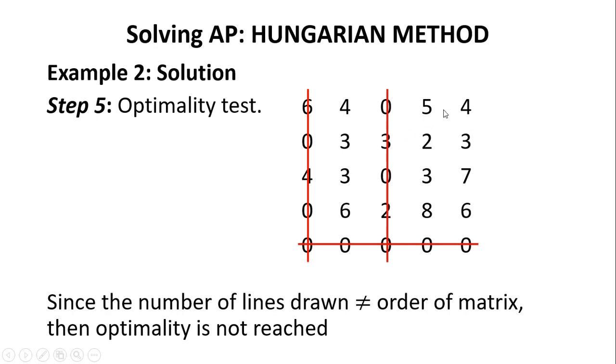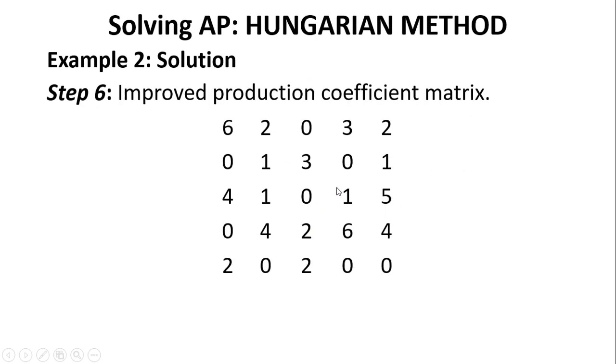We are going to subtract 2 from all elements which are not covered, and add 2 to the intersection elements of the lines. That means here we are going to add, and here we are going to add, but the other elements which are crossed just once by a line, we are going to leave as they are. So we do that, and this will be the outcome of that improvement.